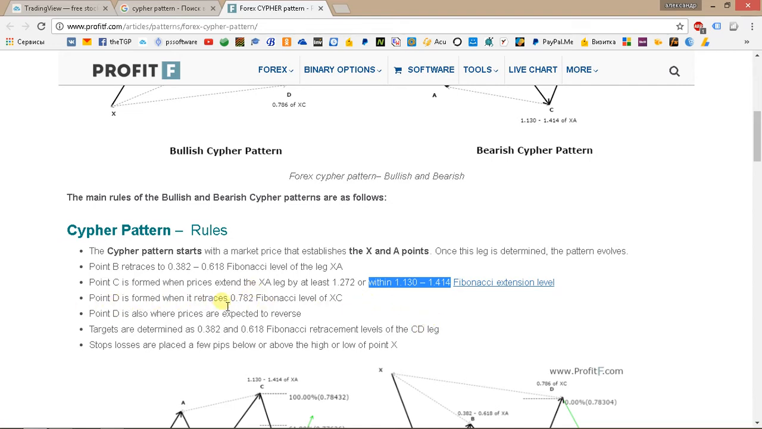Point D is formed when price extends to 782 Fibonacci level of, I think this is a mistake. It should be 786. Well, 786 Fibonacci level of XC is also where price is expected. No, it's not expected to reverse. It is a common mistake of newbies. They are expecting something from the market.